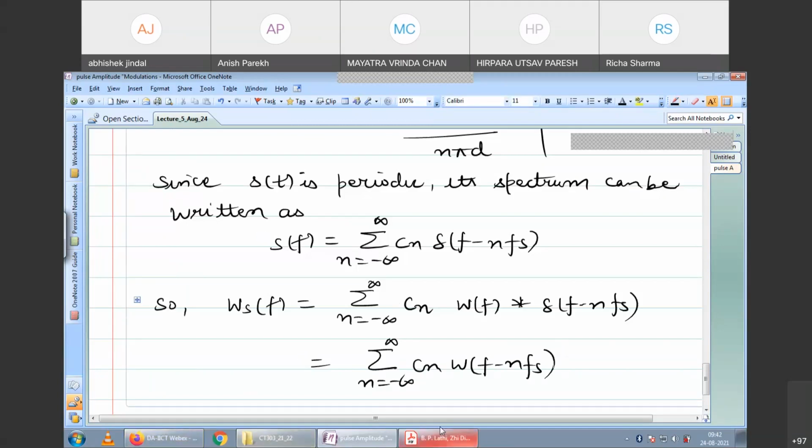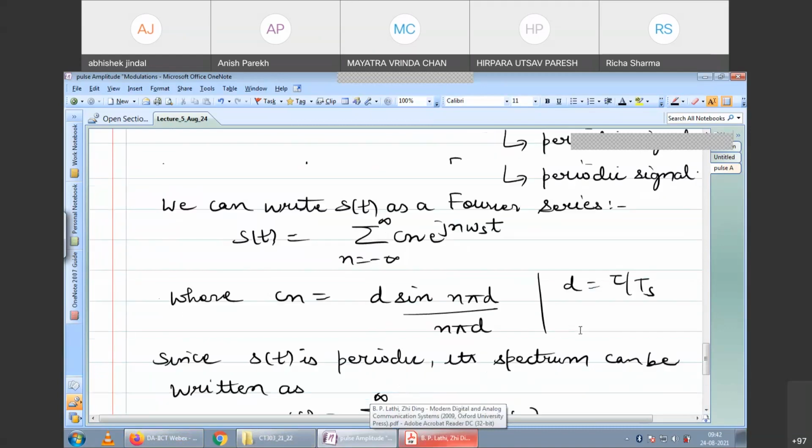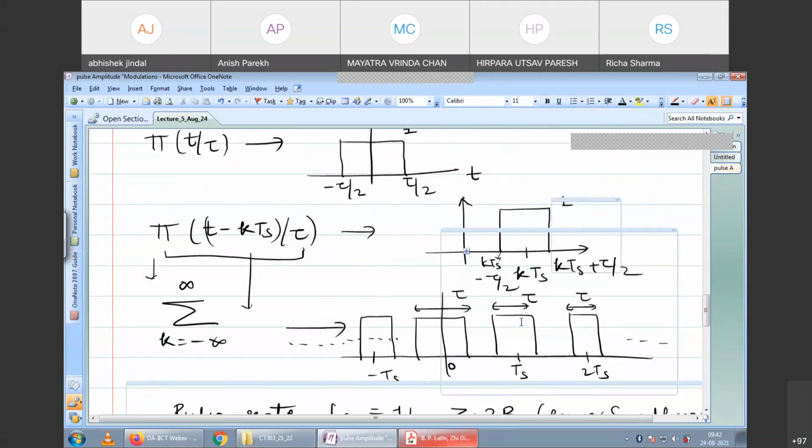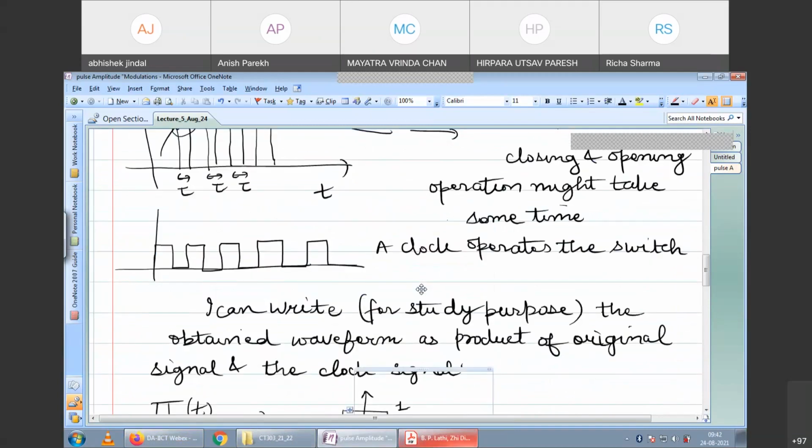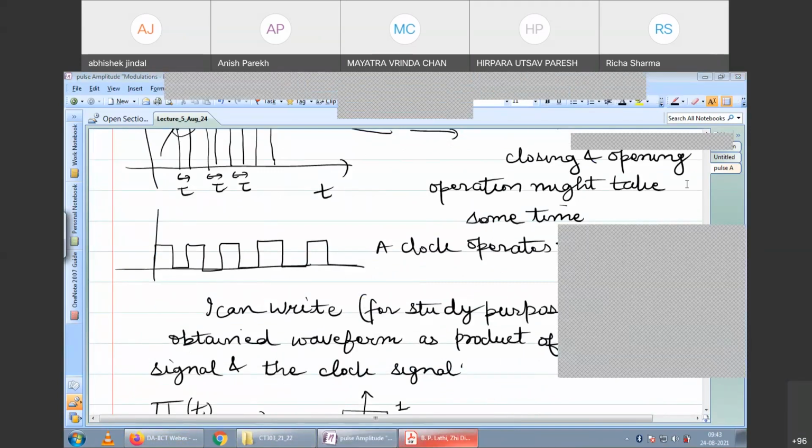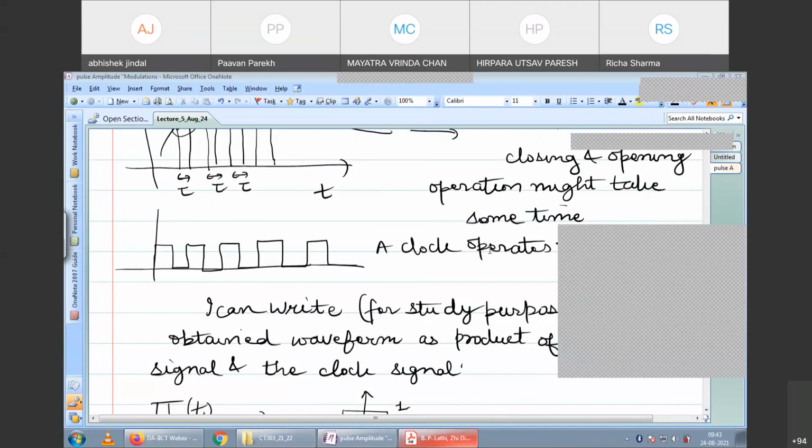So we will study this in Friday's class, and we will be done with what is happening to the spectrum of the naturally sampled signal, and then we will study instantaneous sampling. Then we will shift to PCM. Okay. So we are done for today. If you have any doubt or any comment, you can unmute and say, I am here for another 5 minutes. Okay.